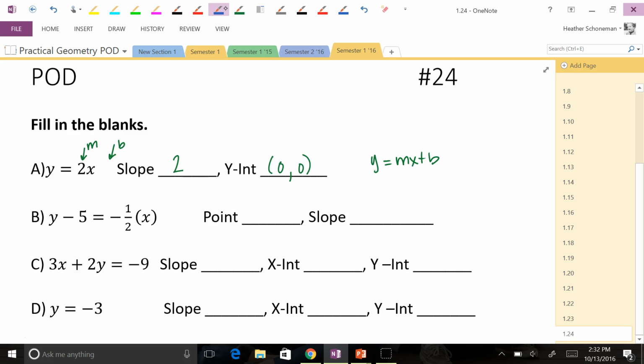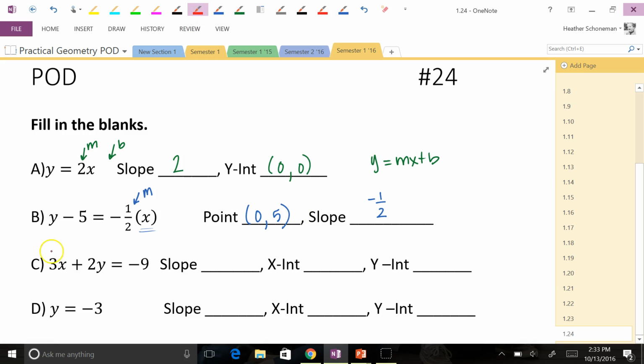B. B is in point-slope form. We know it's point-slope form because it's got this parentheses here. The slope is the number in front of the x, so the slope is easy. That's just negative 1/2. And in point-slope form, the point is the opposite. The opposite of what's with the x is nothing because there's nothing added or subtracted on. So that part is 0. And then the opposite of what's with the y is positive 5.